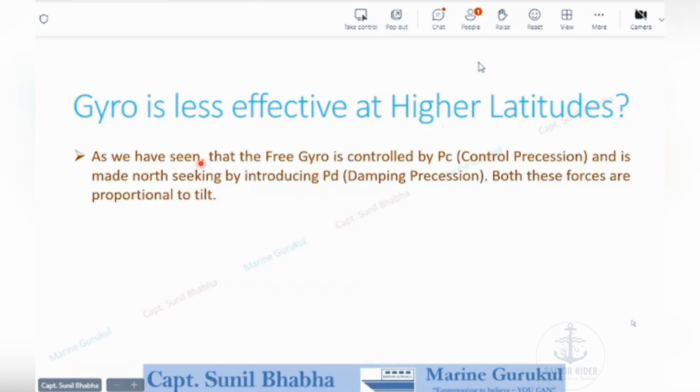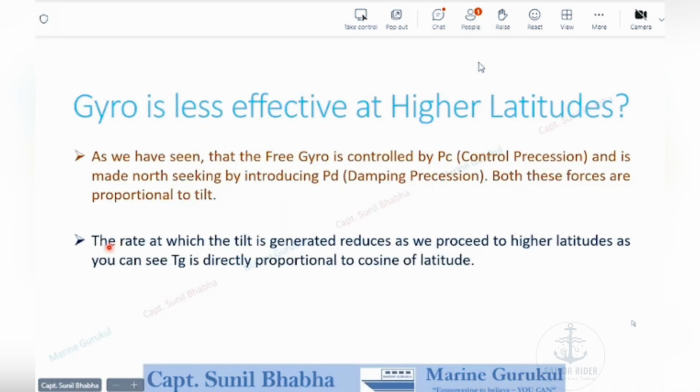We have seen in our explanation that the free gyro is controlled by PC, control precession, and is made north-seeking by introducing PD, that is the damping precession. Now both of them, PC as well as PD, are proportional to tilt. That means if there is no tilt, there will be no PC and there will be no PD.